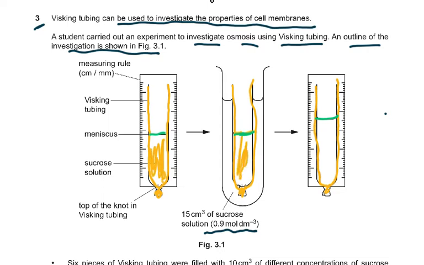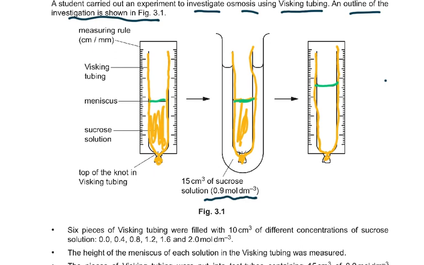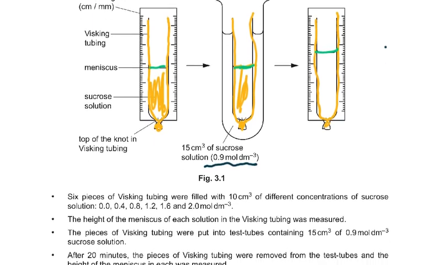So we've got the sucrose solution here, the tap, and the top of the knot in the Visking tubing. Then we have 15 cm³ of sucrose solution of 0.9 mol dm⁻³. So look at it very carefully, and then there's a ruler behind it, a measuring ruler in centimeters and millimeters.